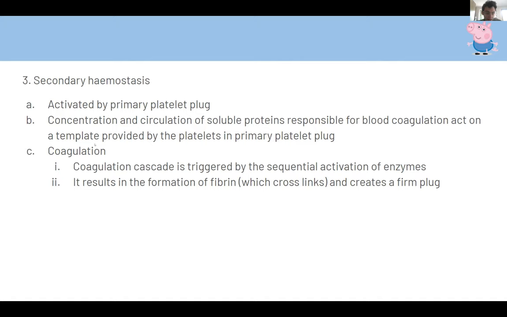The coagulation cascade is triggered by the sequential activation of enzymes and coenzymes.